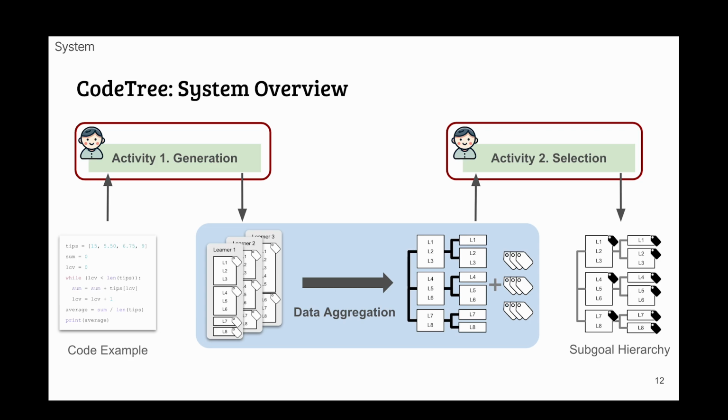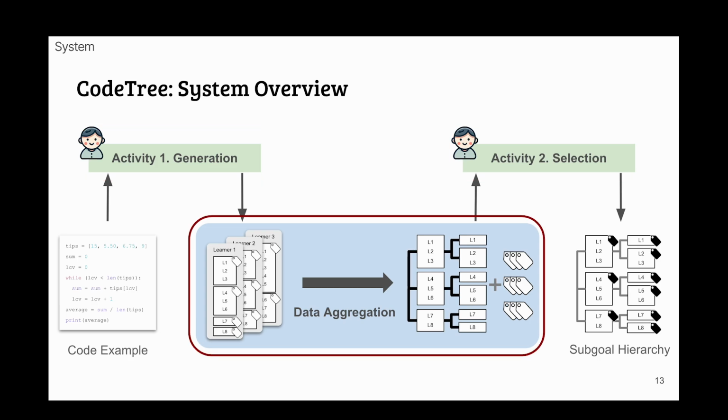CodeTree provides learners with 2 pedagogical activities. Learners can use CodeTree to enhance their understanding of code examples by either self-explaining the subgoals of the code examples on their own or selecting the best explanations of subgoals for a given subgoal hierarchy. CodeTree collects diverse learner-generated subgoals from Activity 1 as an initial pool, uses a data aggregation algorithm to build a subgoal hierarchy, and leverages learners' votes on subgoal labels from Activity 2 to identify the best subgoal labels.